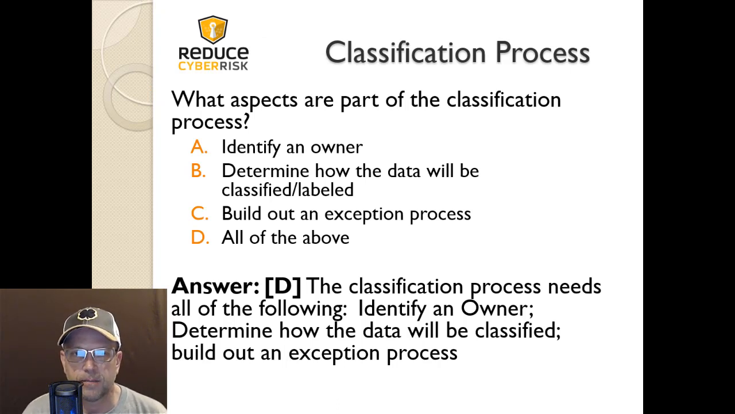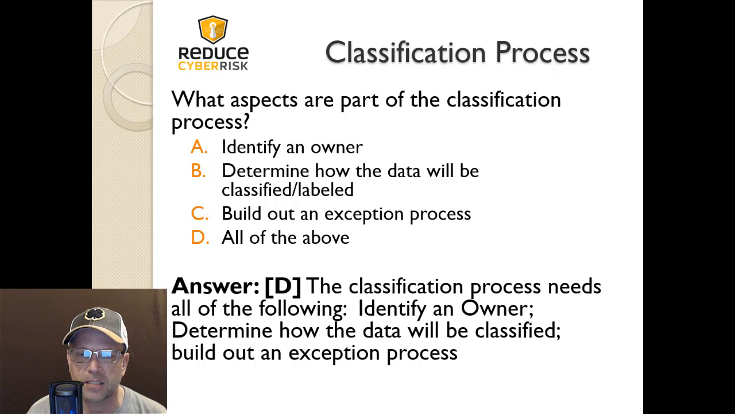Classification process. What aspects are part of the classification process? A, identify an owner. B, determine how the data will be classified or labeled. C, build out an exception process. Or D, all of the above. Again, what aspects are part of the classification process? And the answer is D.